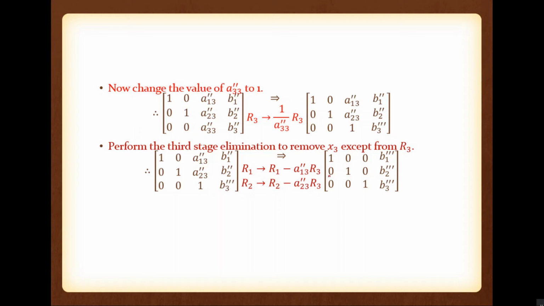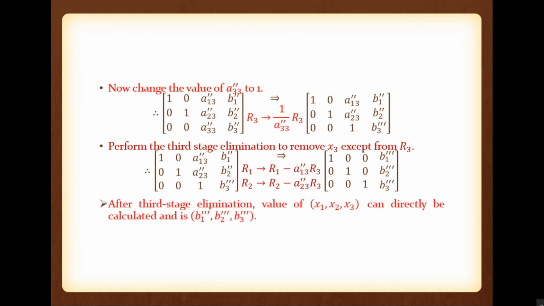Similarly, 0 into x1 plus 1 into x2 plus 0 into x3, that is equal to B2 triple dash. Means x2 is equal to B2 triple dash. Similarly, this one is x3. x3 is equal to B3 triple dash. Okay. So after the third elimination, the value of x1, x2, x3 can directly be calculated and is B1 triple dash, B2 triple dash, B3 triple dash. Means x1, x2, x3 is equal to this particular vector. Okay. So there is no need of back substitution. That is the advantage.